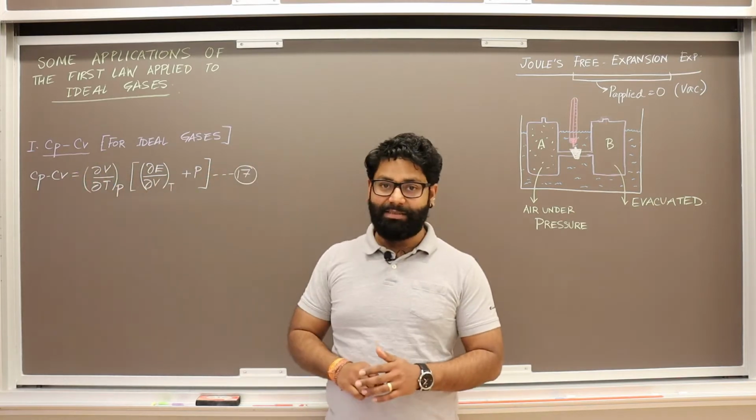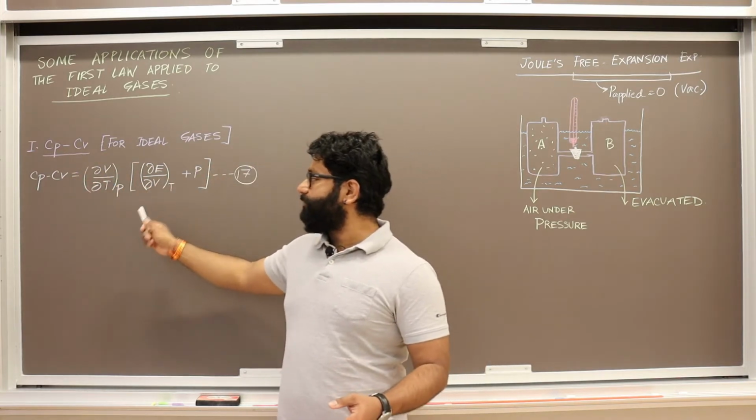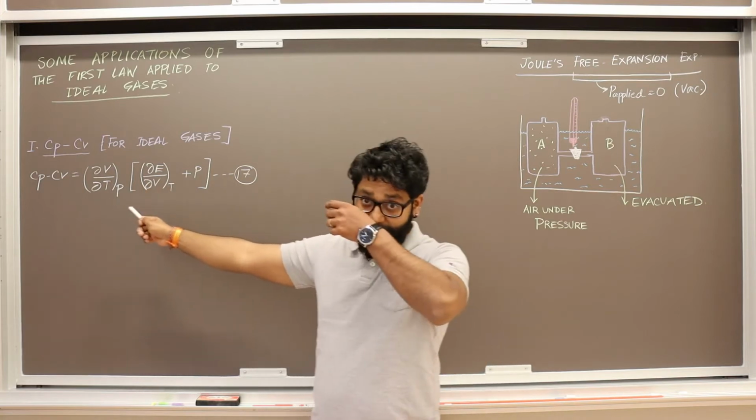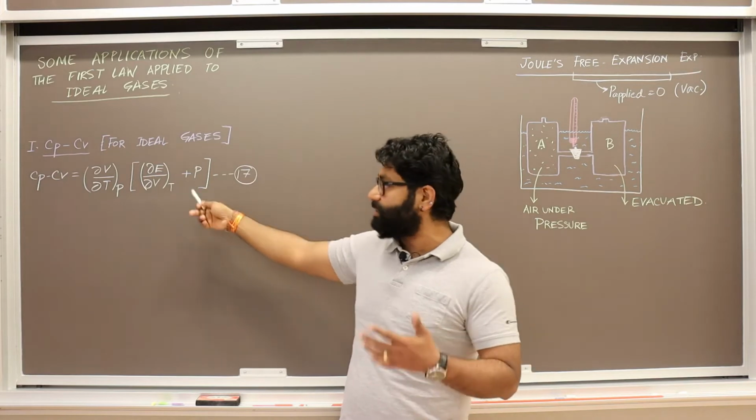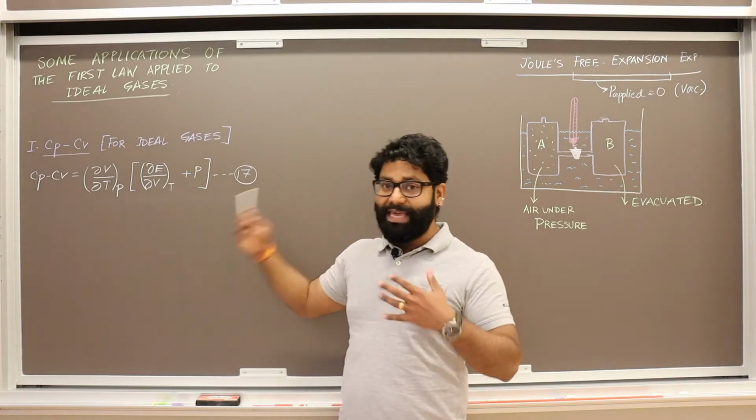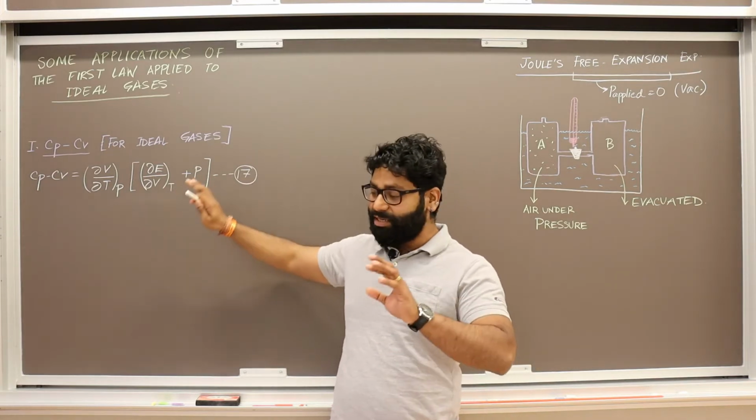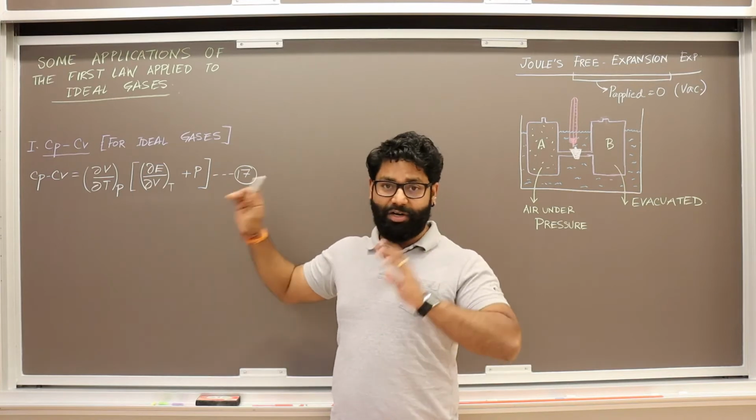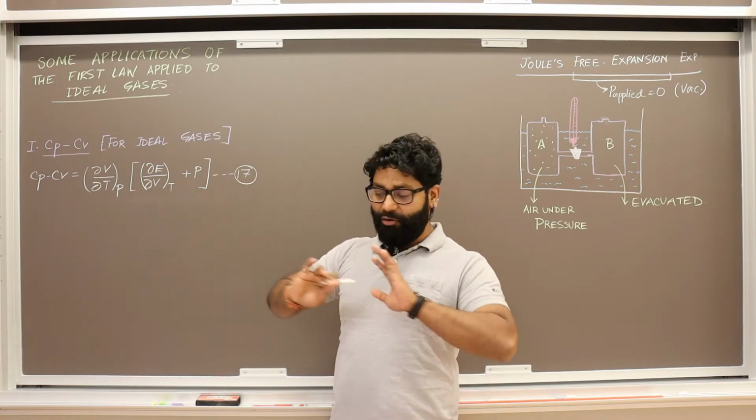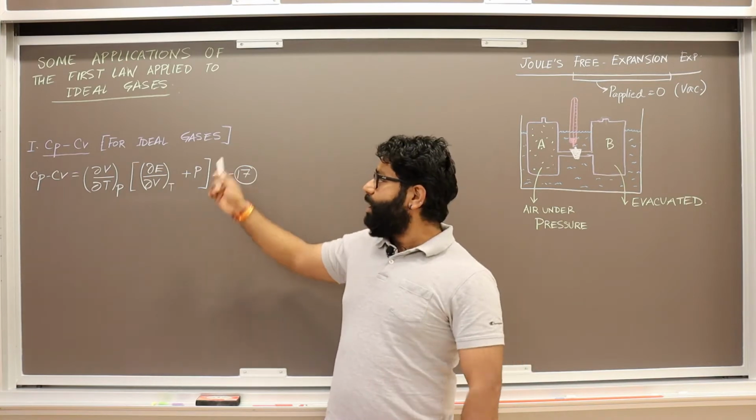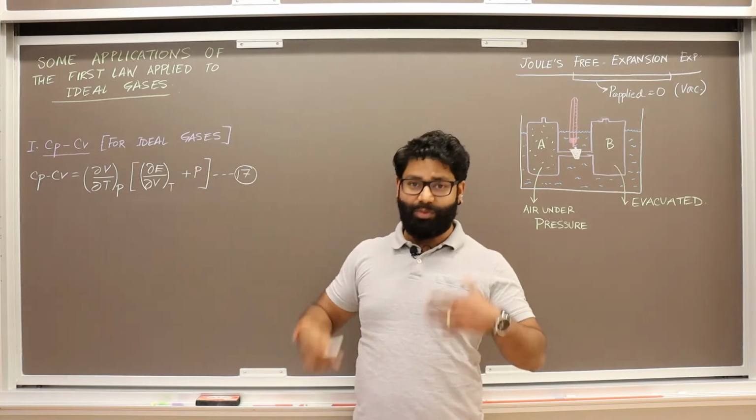the ideal gases. Now, in the previous video, we saw how Cp minus Cv was calculated to be this equation, equation number 17. So this is the equation that we calculated. There were no assumptions in here about the ideal nature of the gas and things like that. So this is Cp minus Cv for any system. Now, when we apply this for ideal gases, what happens?